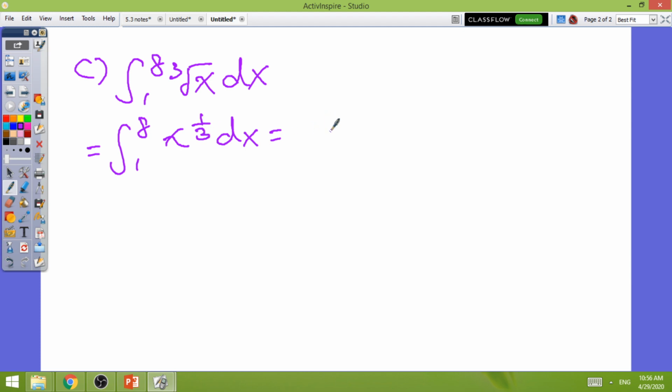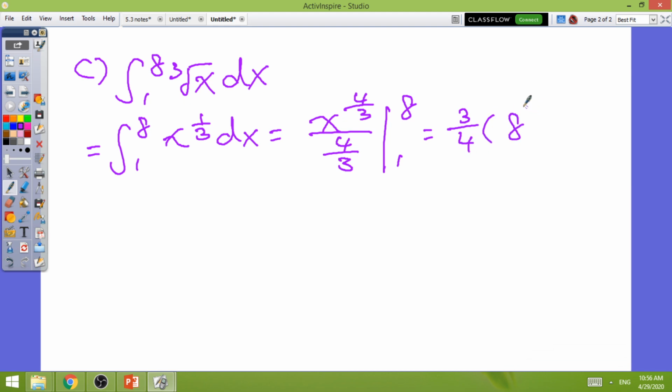So add 1 to the power. So we got x to the power of 1 and 1/3, which is 4/3, divided by the new power. And then it's bounded from 1 to 8. So basically this one is just 3/4 times a to the power of 4/3 minus, wait, minus 1 to the power of 4/3. Again, I'm just using that f of b minus f of a right here.